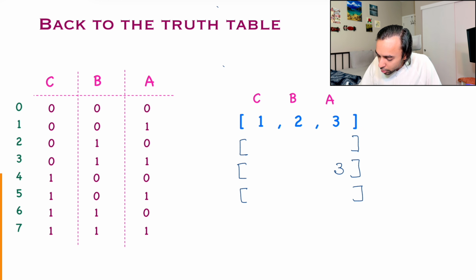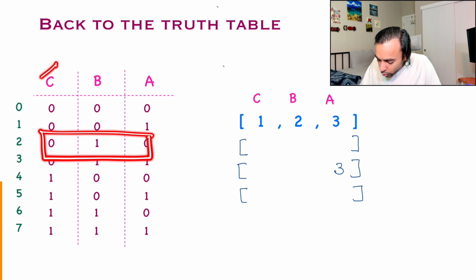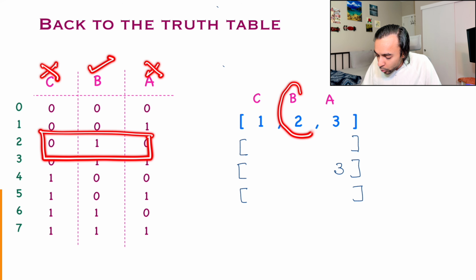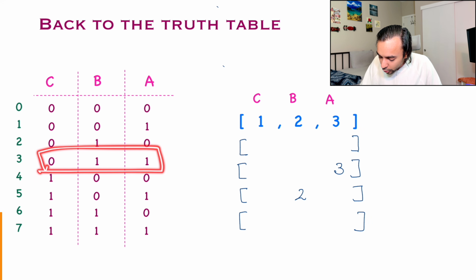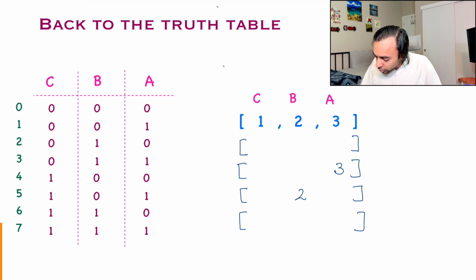I need to find my next subset now. Look at the next row. I am saying do not pick up C, pick up B, and do not pick up A. So I'm only picking the element B. Once I pick this up, I can write down a 2 over here. That means I got another subset. Let us look at the next row now. In my next row, I am saying do not set C, but set B and set A. So I'm going to set both of these. So I get 2 and I get a 3.